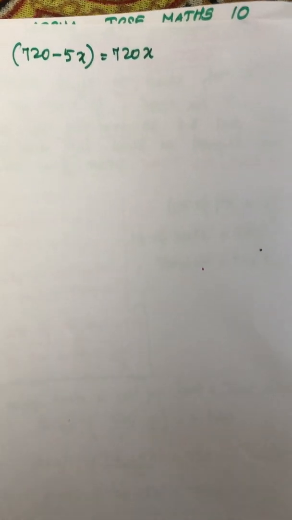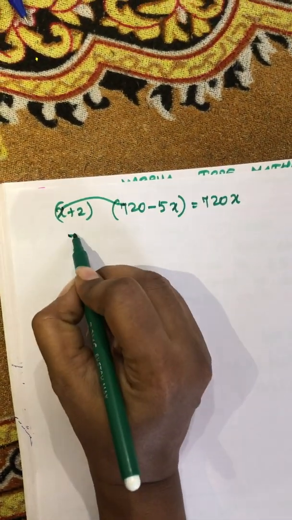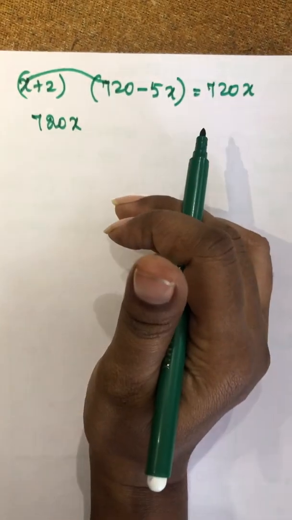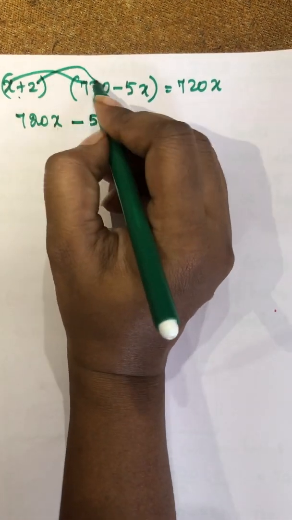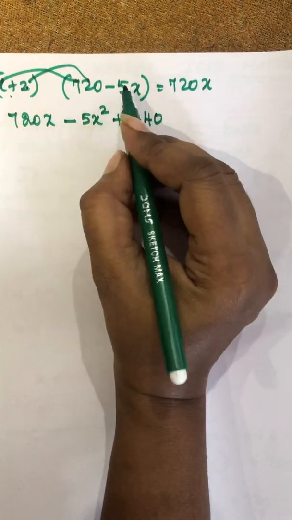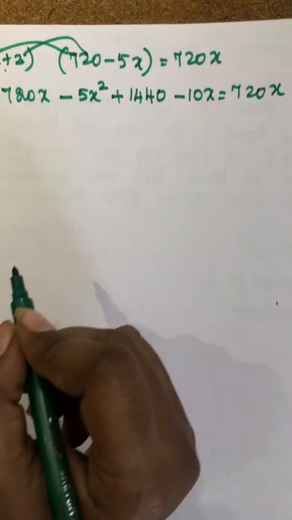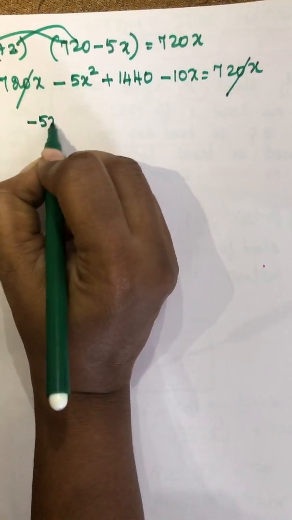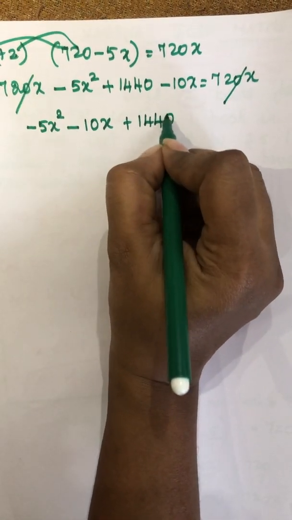Okay, so we are going to solve this equation. So for that, simplify this. X into this is 720x, and minus 5x square, and 2 into 720, that is plus 1440. And 2 into 5x, that is minus 10x, equal to 720x. Okay, 720x can be cancelled. So you get minus 5x square minus 10x plus 1440 equal to 0.